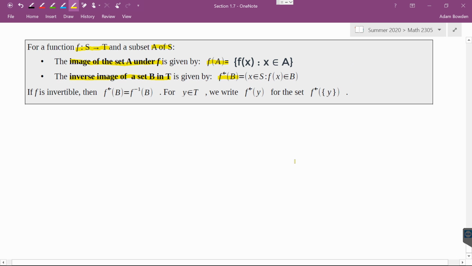And the inverse image of a set B in T is given with this f with a subscript little arrow pointing to the left. The inverse image of B is equal to all x in S such that f of x is an element of B. If f is invertible, then the image set is equal to the same thing as f inverse of B. So it doesn't necessarily have to have an inverse or be invertible for us to talk about its inverse image. It's just kind of going backwards from one set to the next. But if it is invertible, then f inverse of B is equal to the inverse image of a set B. For y an element of T, rewrite the inverse image of y as the inverse image of the singleton set of y.